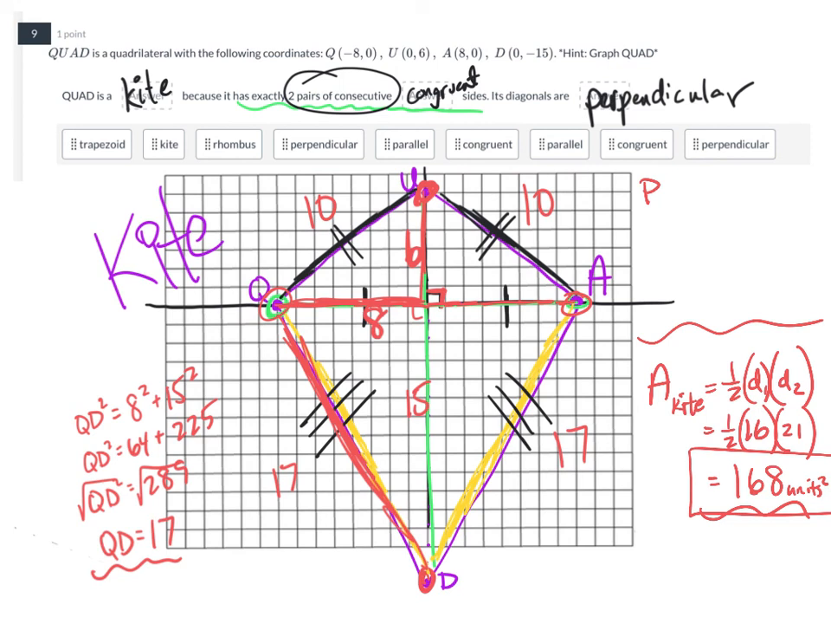So the perimeter is the sum of the sides. By sum, I mean adding them up. So it's 10 plus 10 plus 17 plus 17. What's that? 34, 54. And it's 54 units. It's linear units.